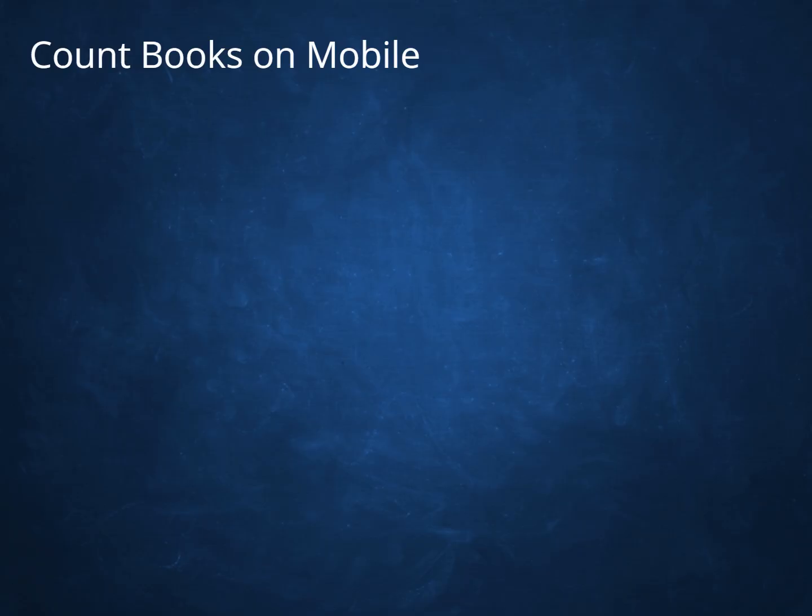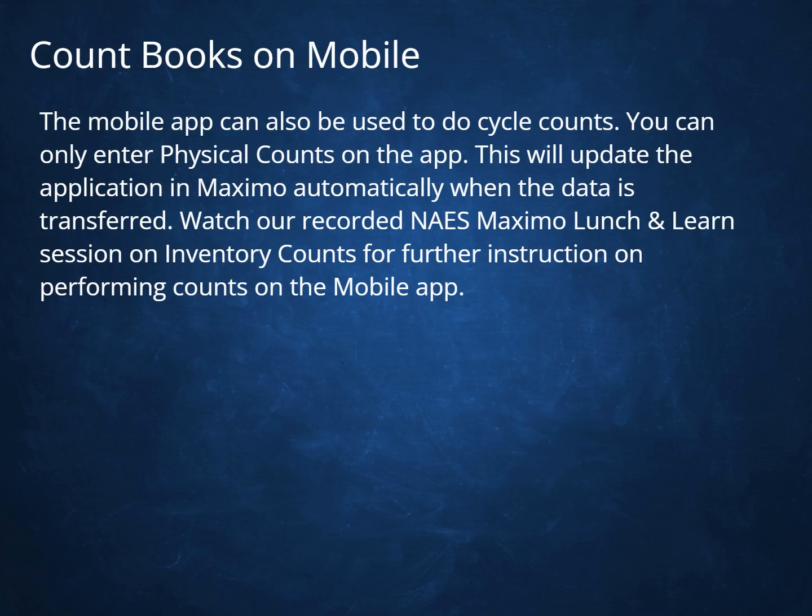Count books on mobile. The mobile app can also be used to do cycle counts. You can only enter physical counts on the app. This will update the application in Maximo automatically when the data is transferred.